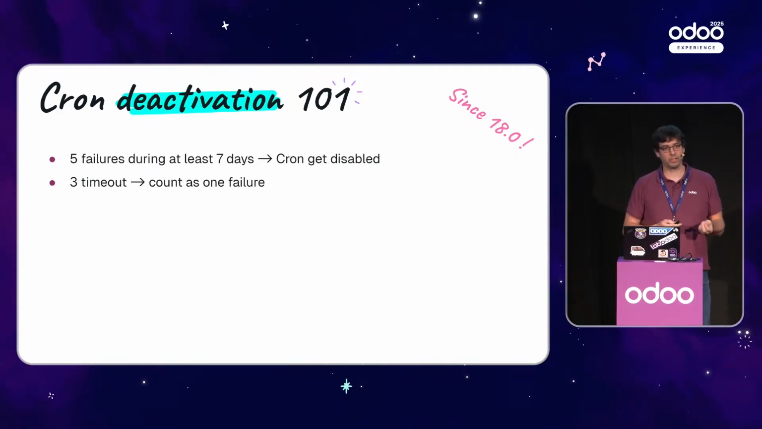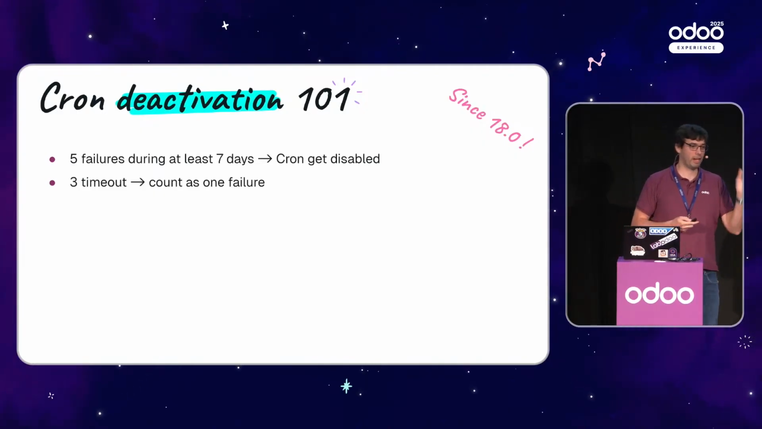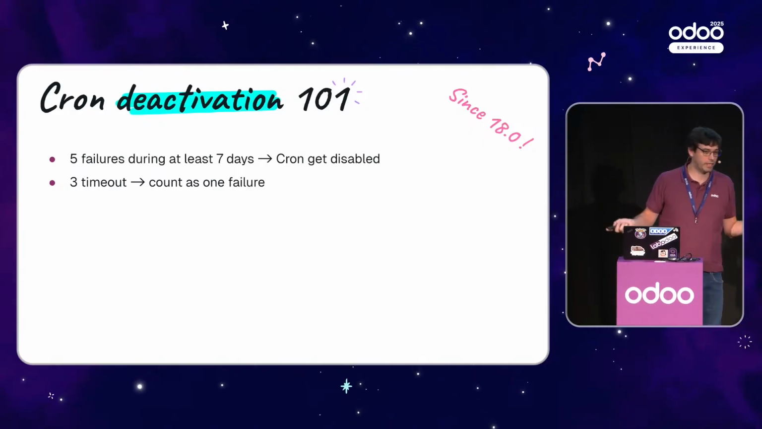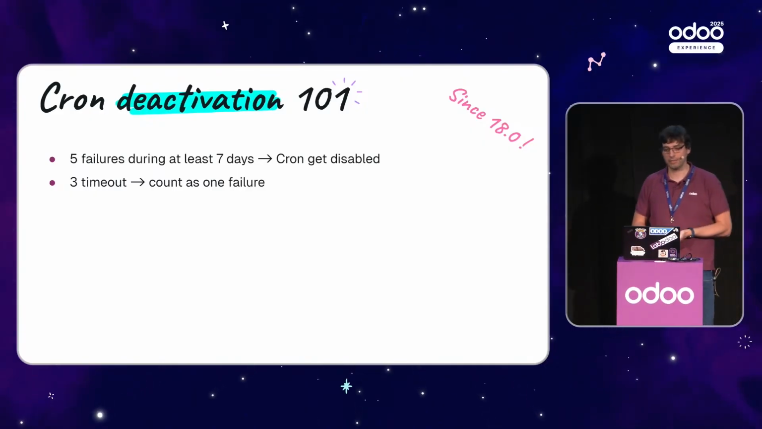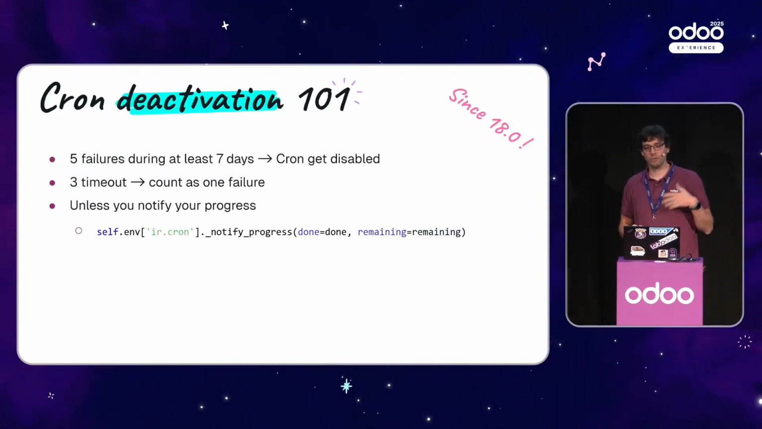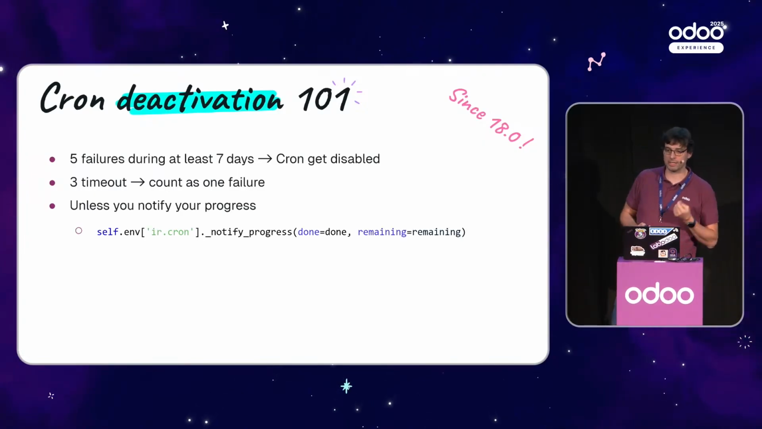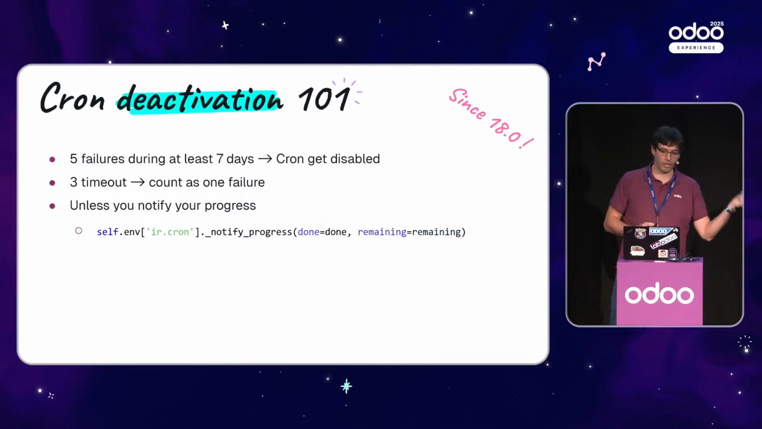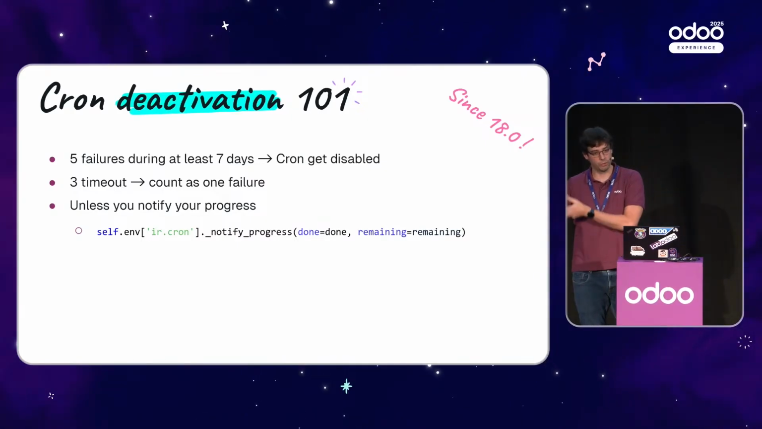And 3 timeouts count as a failure. So if you have 5 failures in a row, then 3 timeouts, it gets deactivated as well. Or if you have 15 timeouts, it gets deactivated. Unless you use the new API to notify your progress. So basically, you are going to tell to the scheduler, I have accomplished something with the done, and I have that much remaining to do.